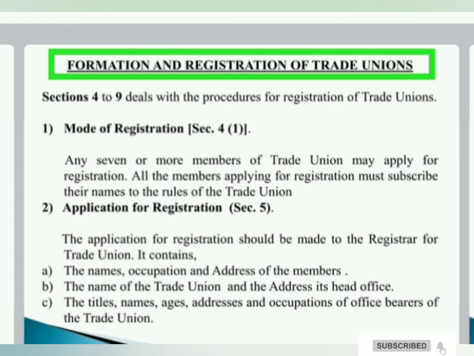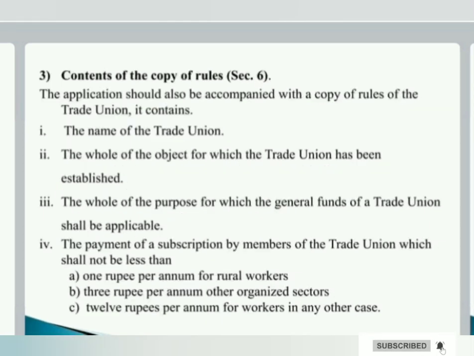Application for registration. Section 5. The application for registration should be made to the registrar of trade unions. It should contain the name, occupation, and addresses of the members, the name of the trade union and the address of its head office, and the titles, names, ages, addresses, and occupation of the office bearers of the trade union.